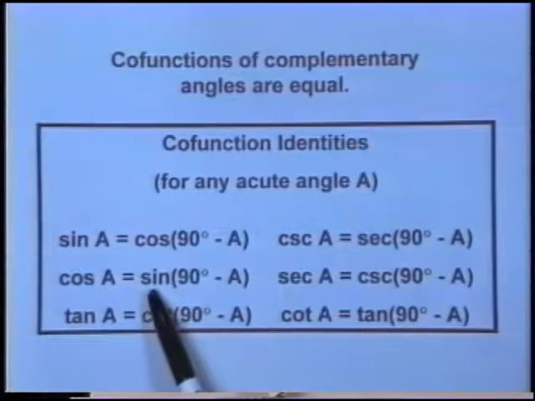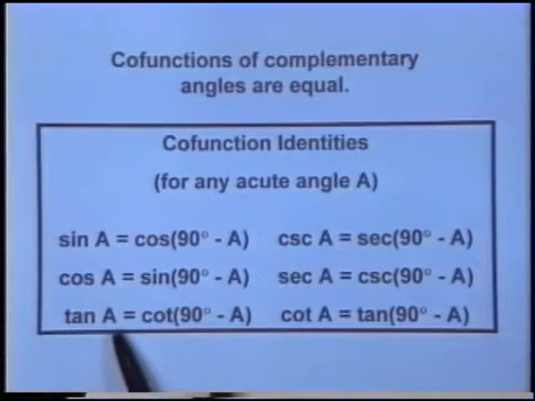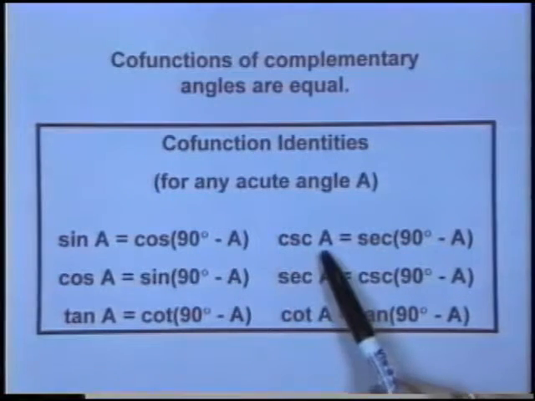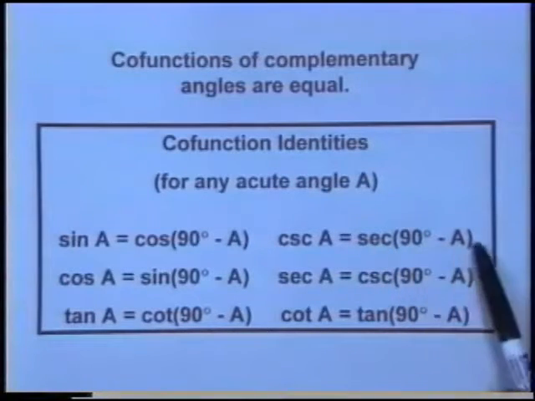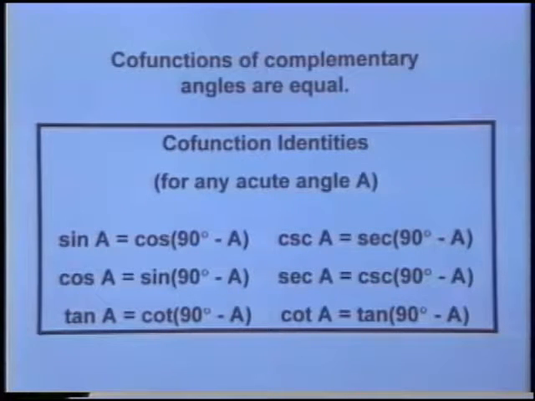The cosine of A equals the sine of 90 degrees minus A. The tangent of A equals the cotangent of 90 degrees minus A. The cosecant of A equals the secant of 90 degrees minus A. The secant of A equals the cosecant of 90 degrees minus A. And the cotangent of A equals the tangent of 90 degrees minus A.